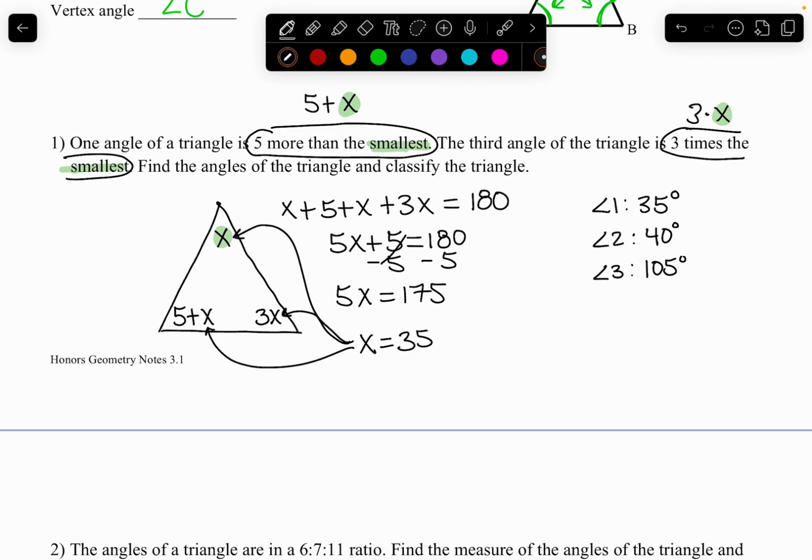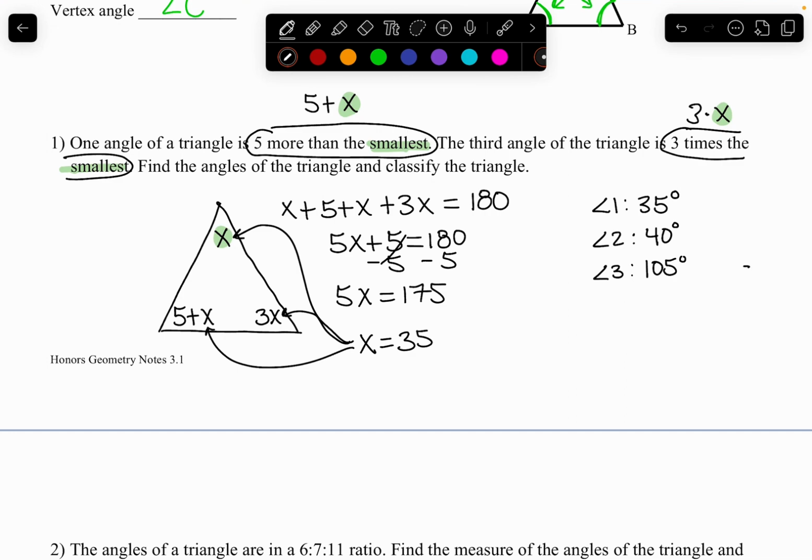So I know the angles of my triangle. I don't necessarily know the sides of my triangle. But if you look at all three angles, notice that all three angles are different. If all of your angles are different, that also means that all of your sides will be different. So we definitely have a scalene triangle because all of my sides are different.